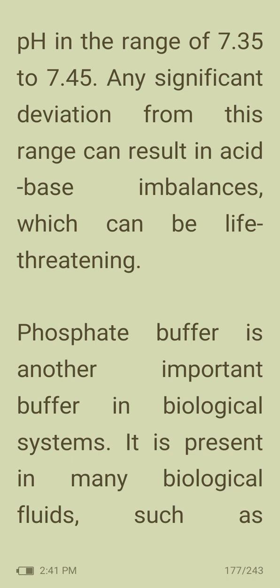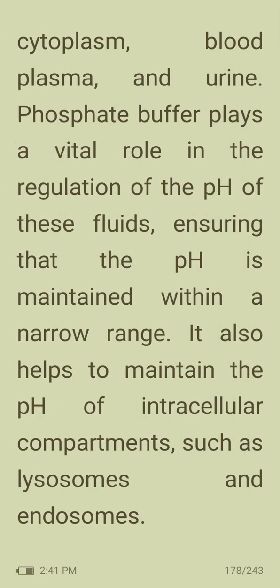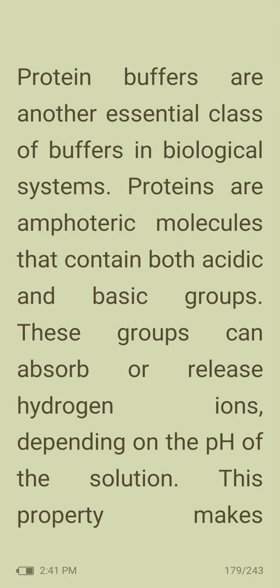Phosphate buffer is another important buffer in the biological system. It is present in many biological fluids such as cytoplasm, blood plasma, and urine. The phosphate buffer system plays a vital role in the regulation of pH of these fluids, ensuring that the pH is maintained within a narrow range. It also helps to maintain the pH of intracellular compartments such as lysosomes and endosomes.